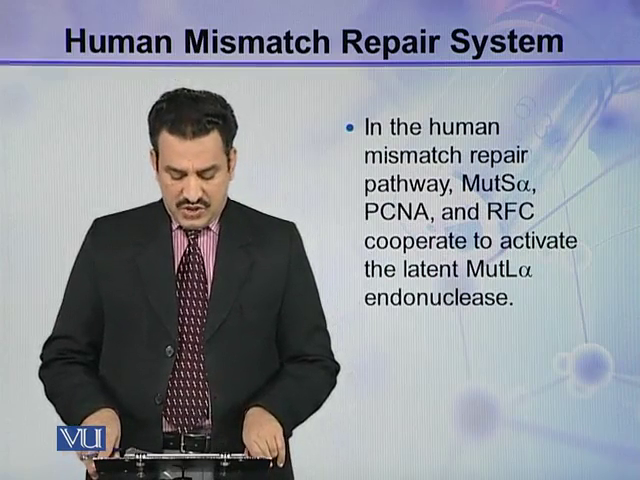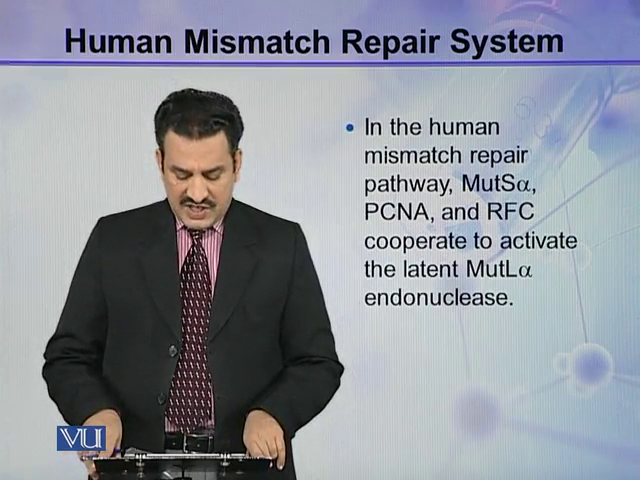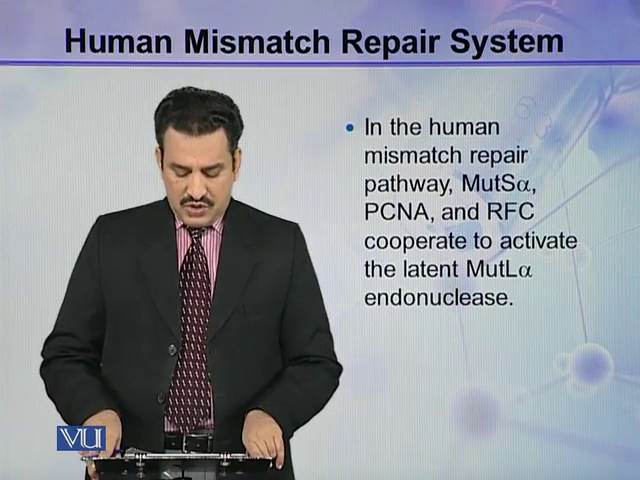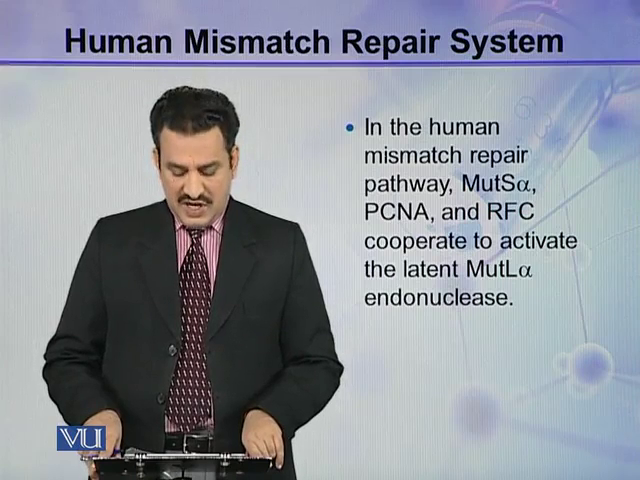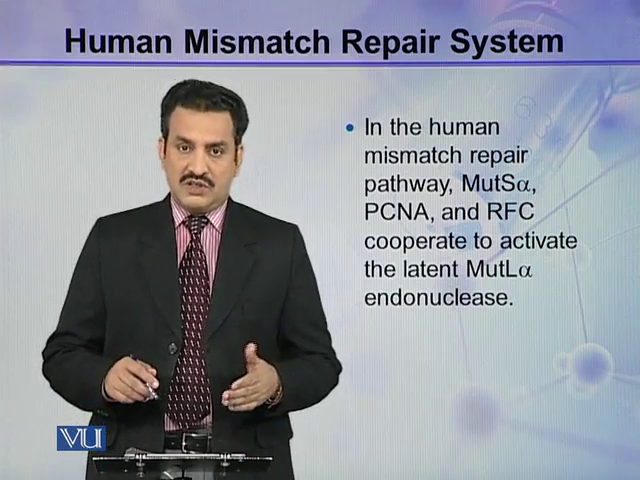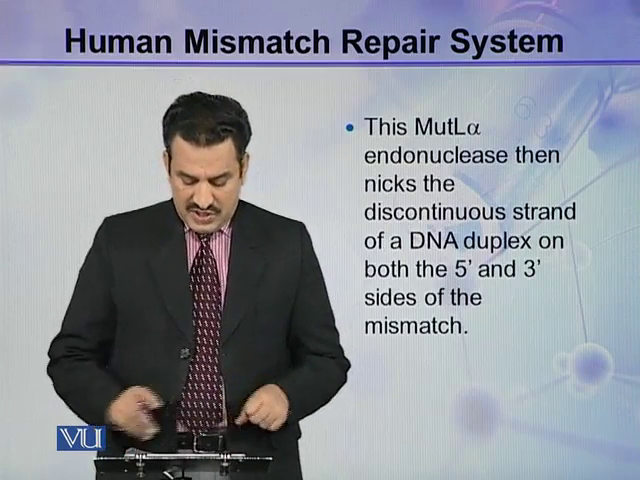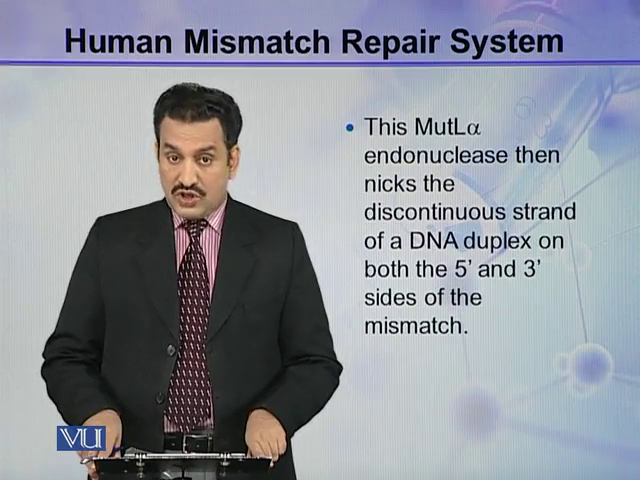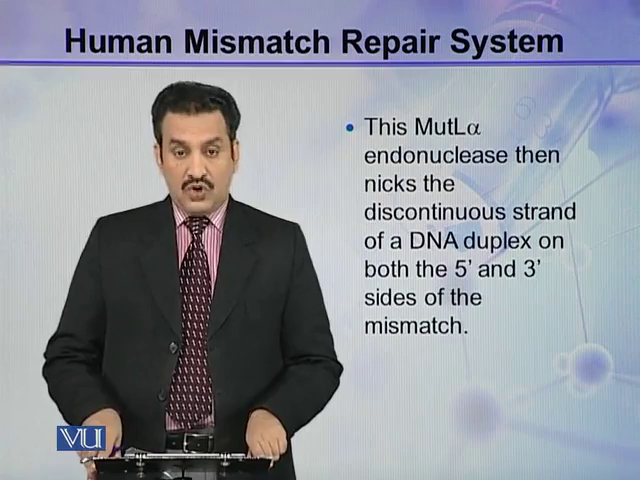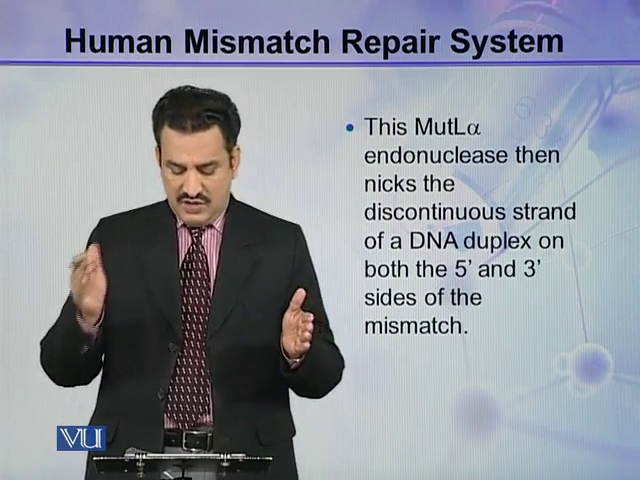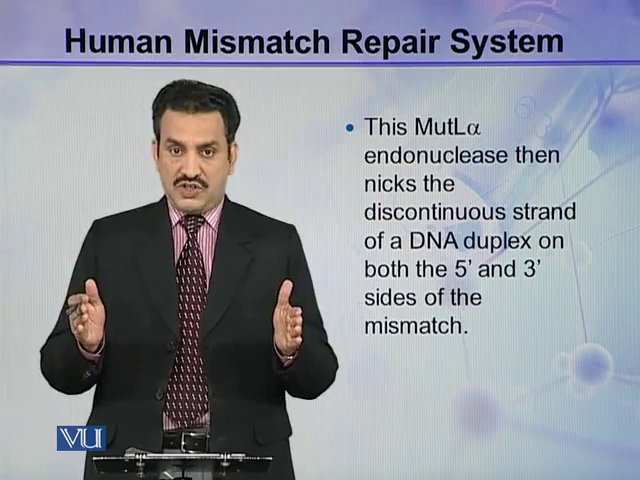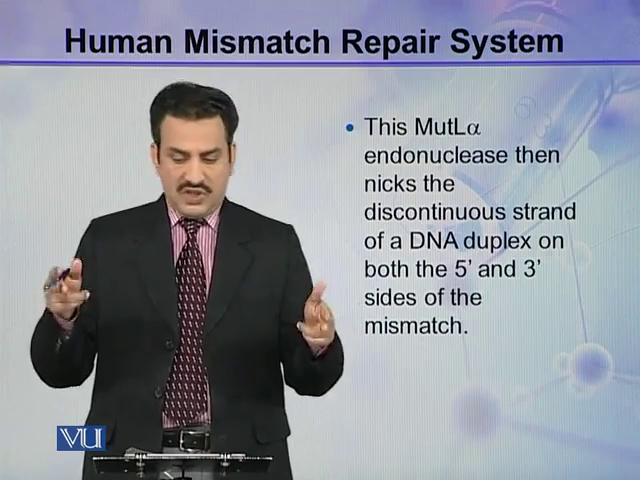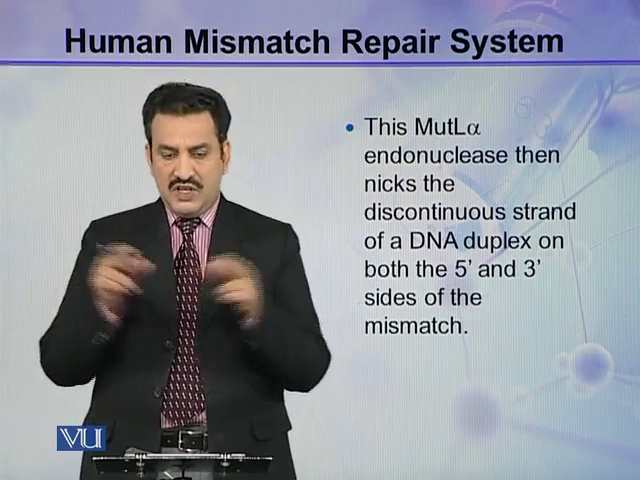In the human mismatch repair pathway, MutS alpha, PCNA and RFC cooperate to activate the MutL alpha endonuclease, which was a latent endonuclease. This MutL alpha endonuclease then nicks the discontinuous strand of the DNA duplex on both the 5' side and 3' side of the mismatch. So once it is activated, it introduces two nicks on both sides, that is 5' and 3' of the mismatch.